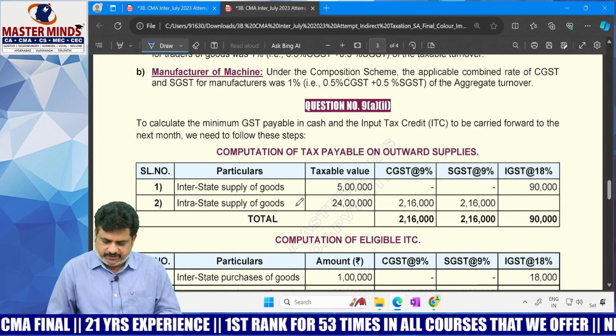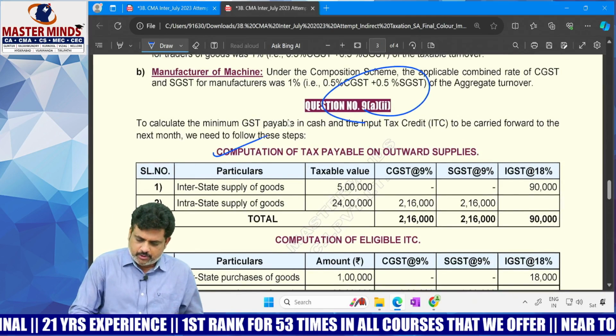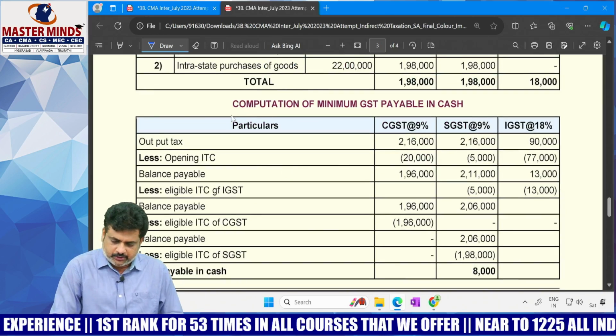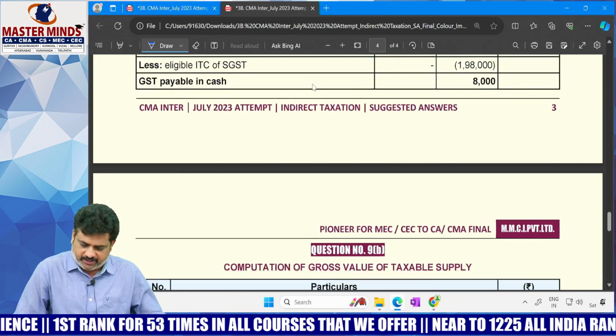So this is with respect to ITC, 9A. Already we told you. Step 1, computation of output tax payable. Step 2, total ITC. Step 3, minimum amount needed to be paid in cash.